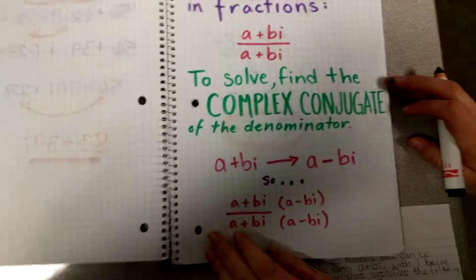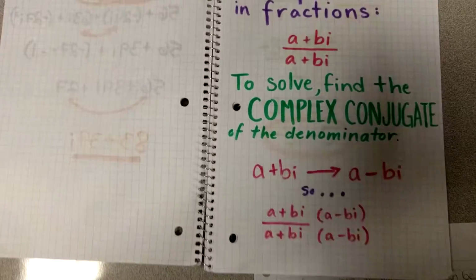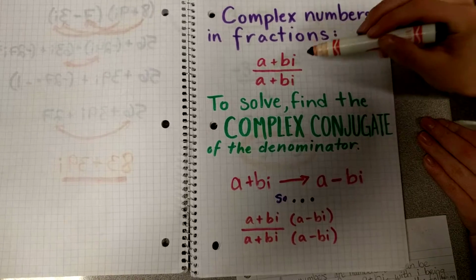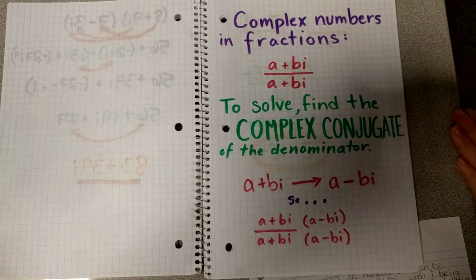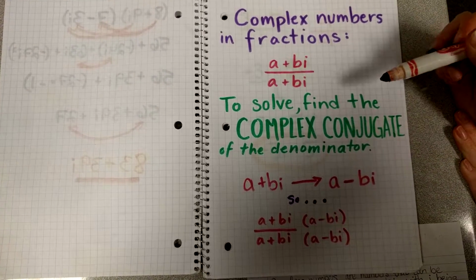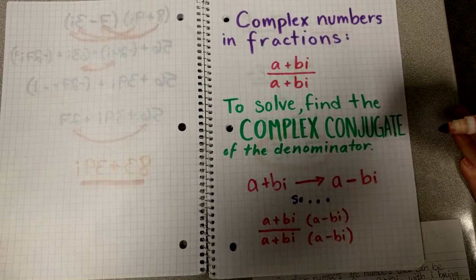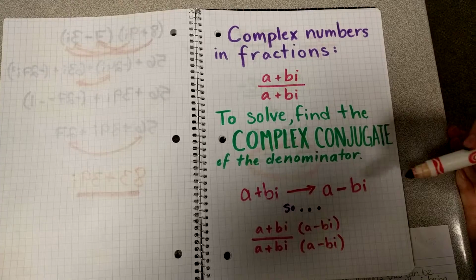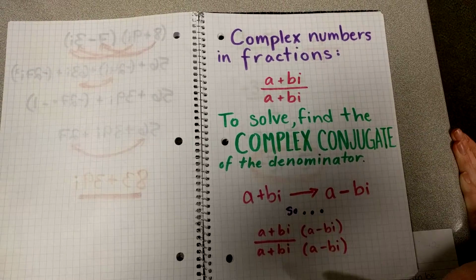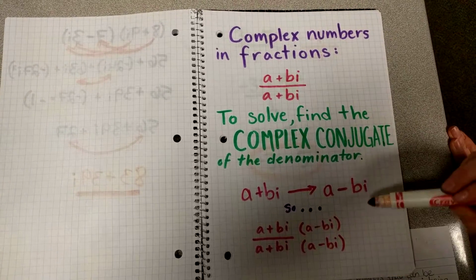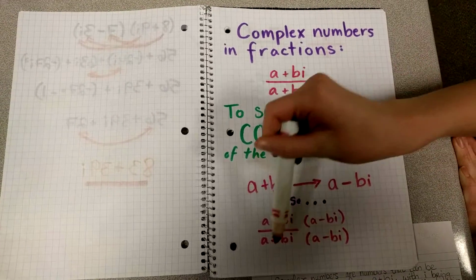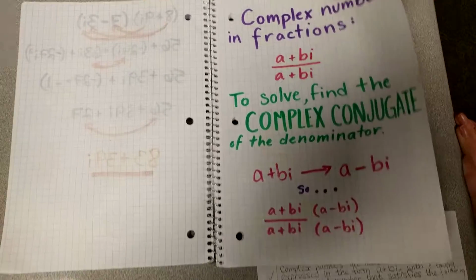Now we're going to do some problems with complex numbers in fractions. So when complex numbers are in fractions, they're normally in the form a plus bi over a plus bi. To simplify these equations, you have to find the complex conjugate of the denominator, meaning a plus bi becomes a minus bi, and then you multiply both the numerator and the denominator by this complex conjugate. So a plus bi times a minus bi, and the same thing on the bottom for this one.